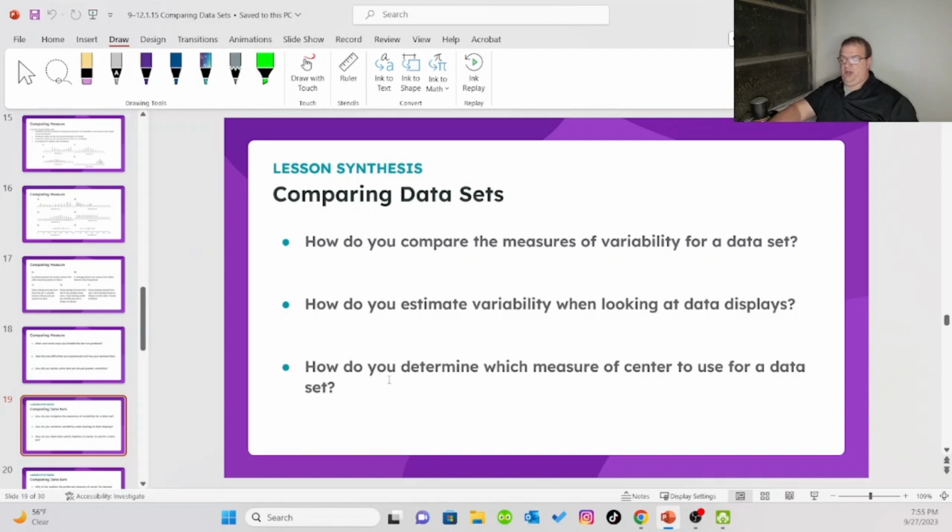How do you determine which measure of center to use for a data set? Measures of center are mean and median. If my data is symmetrical, I can use mean. If my data is skewed or non-symmetrical, I have to use median.